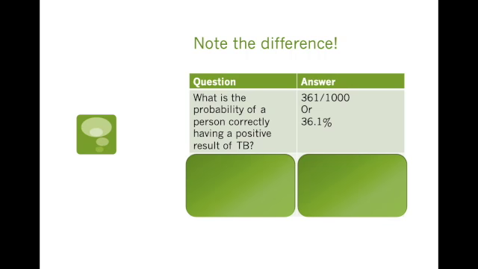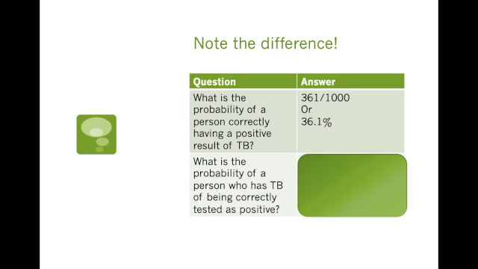On the other hand, if I asked, what is the probability of a person who has TB of being correctly tested as positive? I'm no longer talking about my entire sample population, only the people that have TB. This is 380 and not 1,000. Because of this, my answer is now 361 out of 380, or 95%.